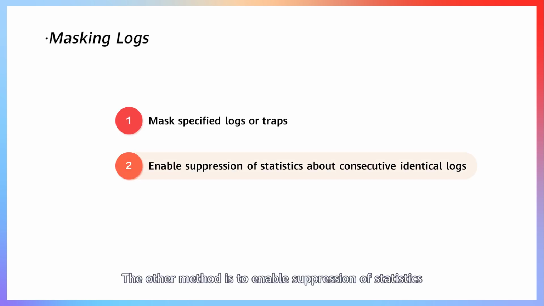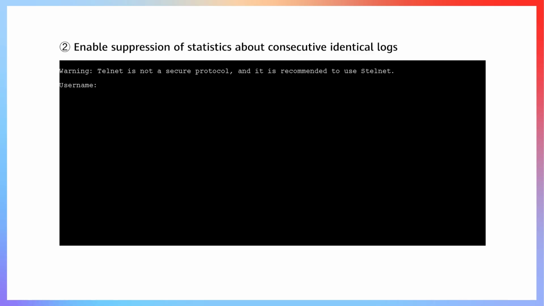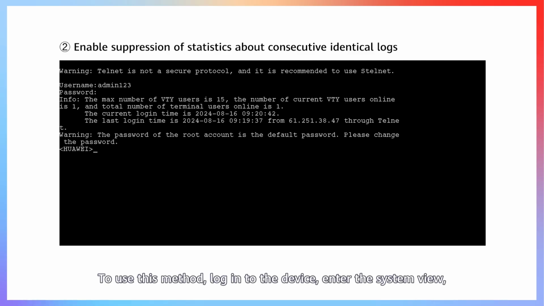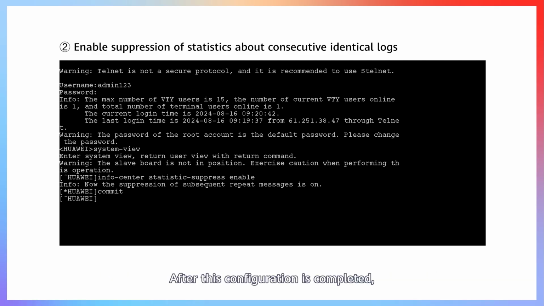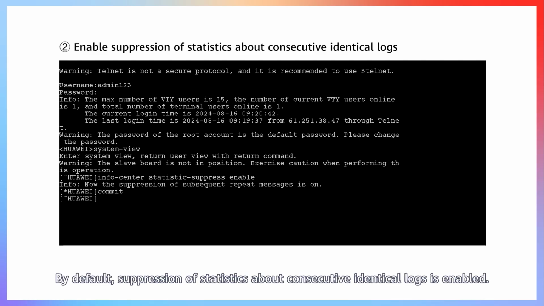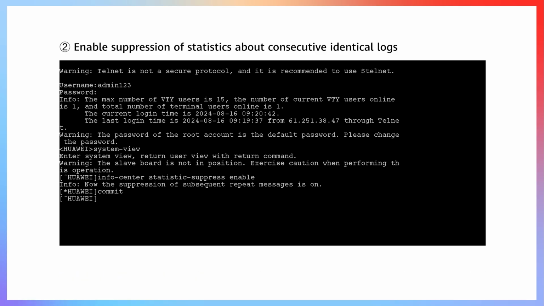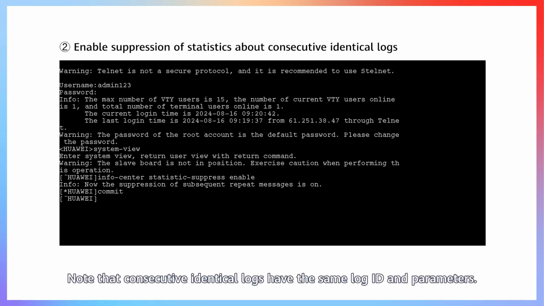The other method is to enable suppression of statistics about consecutive identical logs. To use this method, log into the device, enter the system view, and enable suppression of statistics about consecutive identical logs. After this configuration is completed, consecutive identical logs are not recorded, and only the number of repetitions is displayed. By default, suppression of statistics about consecutive identical logs is enabled. Note that consecutive identical logs have the same log ID and parameters.